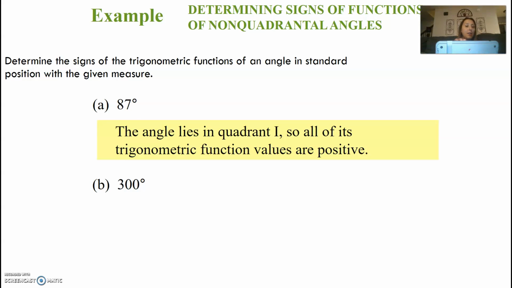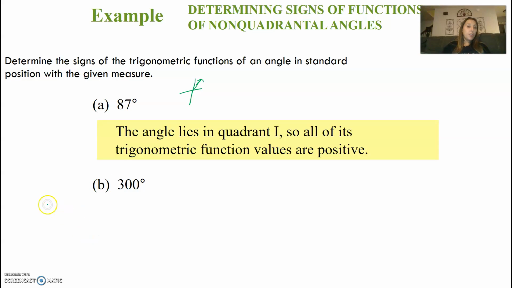So if I were to draw it, it would be somewhere right about here, right? Close to 90 degrees, but not quite there. So that angle lies in quadrant 1. So then all of the trigonometric functions are going to be positive. So you're going to want to refer to that chart.